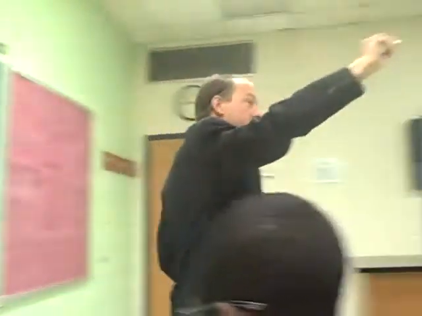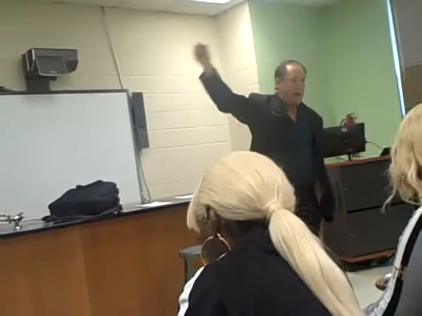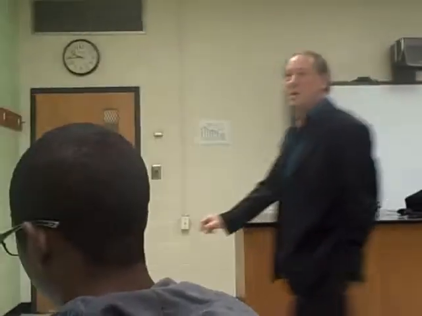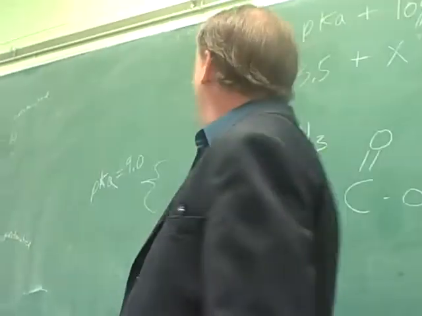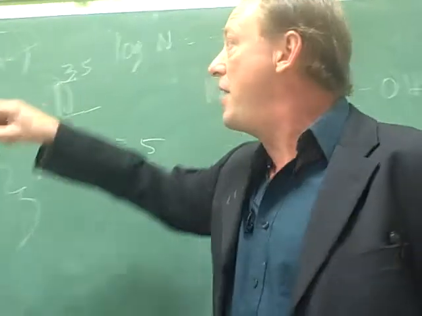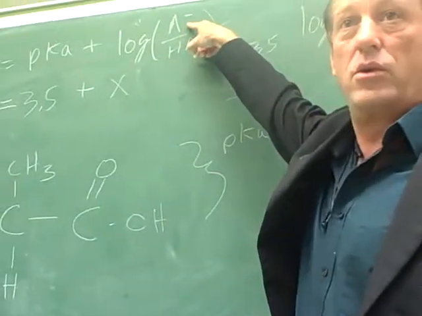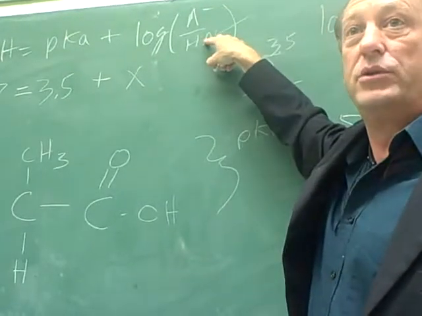It's the what? It's the pH at which half the species are protonated, half the species are unprotonated. Very good. Half the species are protonated and half aren't. How do we know that? Because if half of them are protonated and half of them are not, what is this ratio? If these two numbers are equal, what is this ratio equal to?